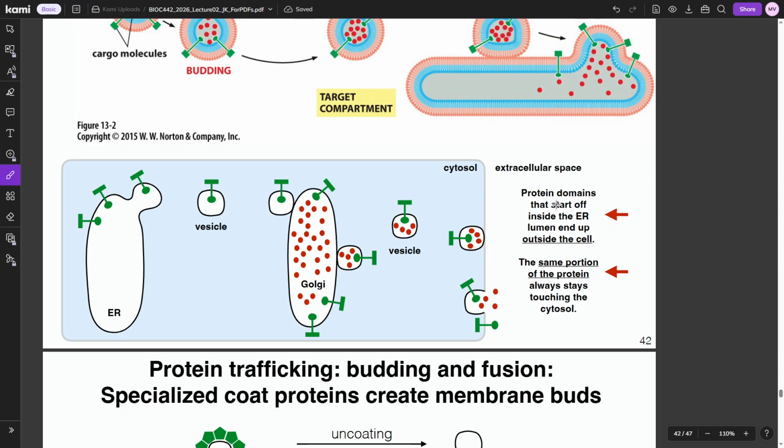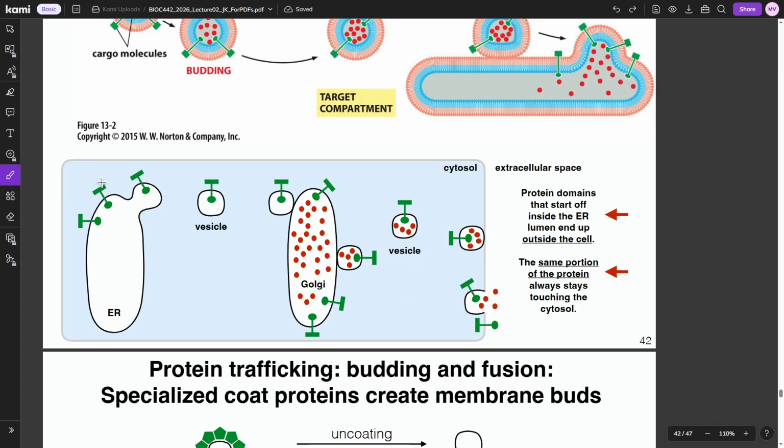Protein domains that start off inside the ER lumen end up outside the cell. Notice, this circle is inside the ER. Notice how it ends up on the outside of the cell, right? Very important to remember. Please remember that. Super important.